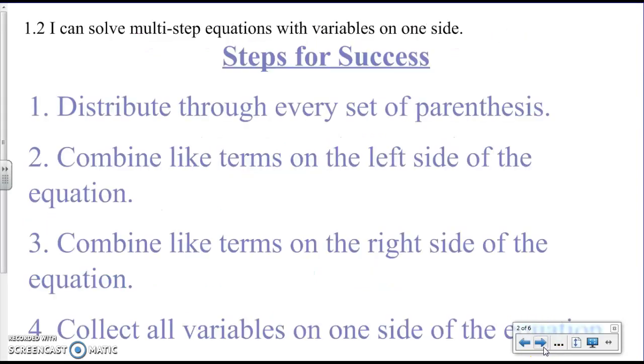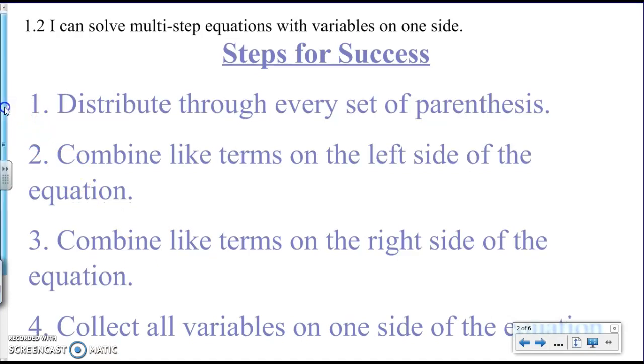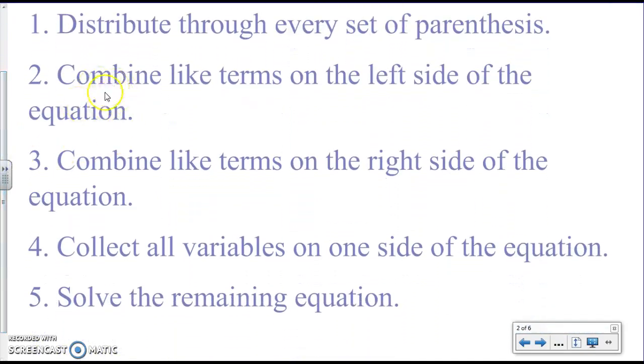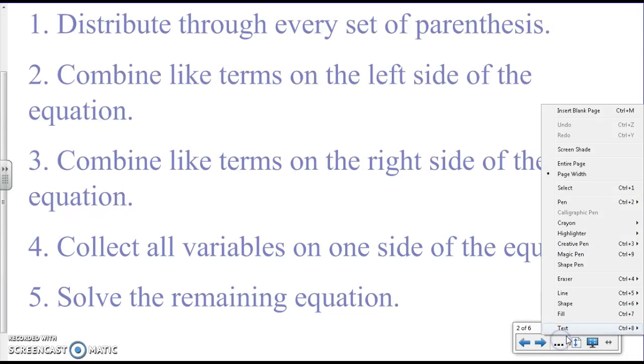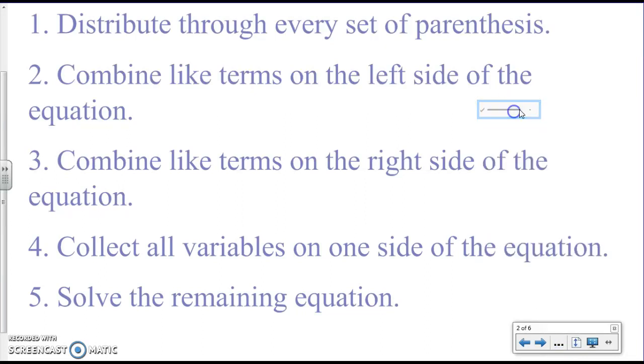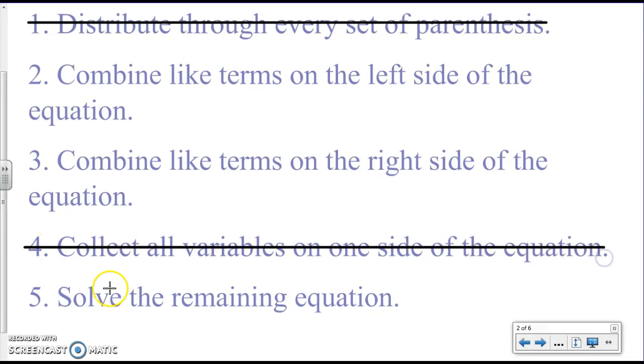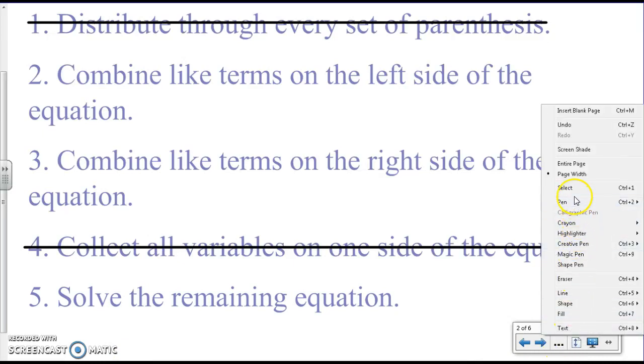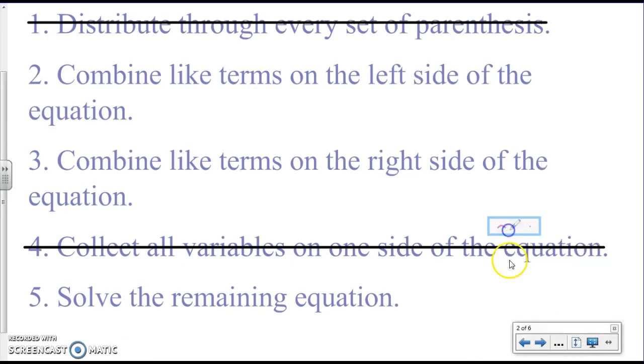Today we are going to focus on equations that don't require us to distribute. They just require us to combine like terms. So there are steps here, and I'm actually going to cross a couple of them off, and we'll add to these. You don't have to distribute because there won't be any parentheses. We will combine our like terms either on the left side or the right side. It just depends on which side the variable's on. And then we don't need to collect all the variables on one side of the equation. We would just solve the remaining equation. So let's go ahead and see what that looks like with a couple examples up here.